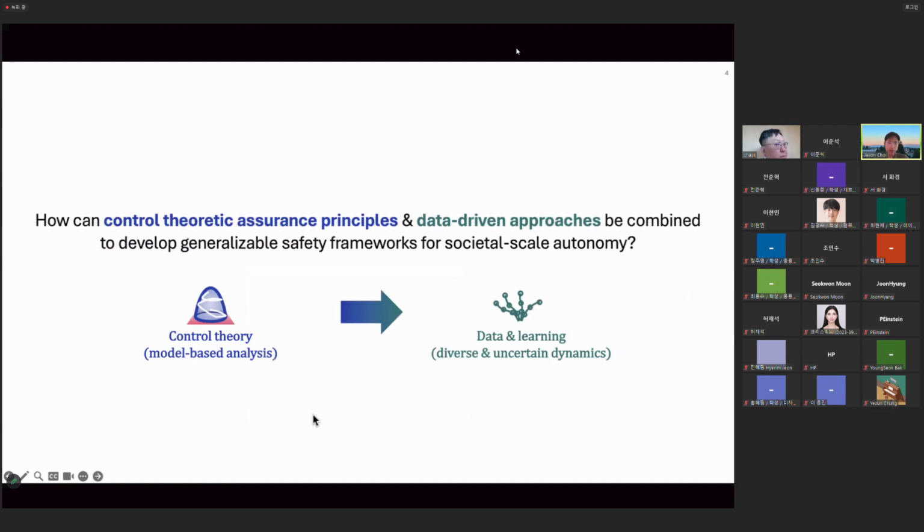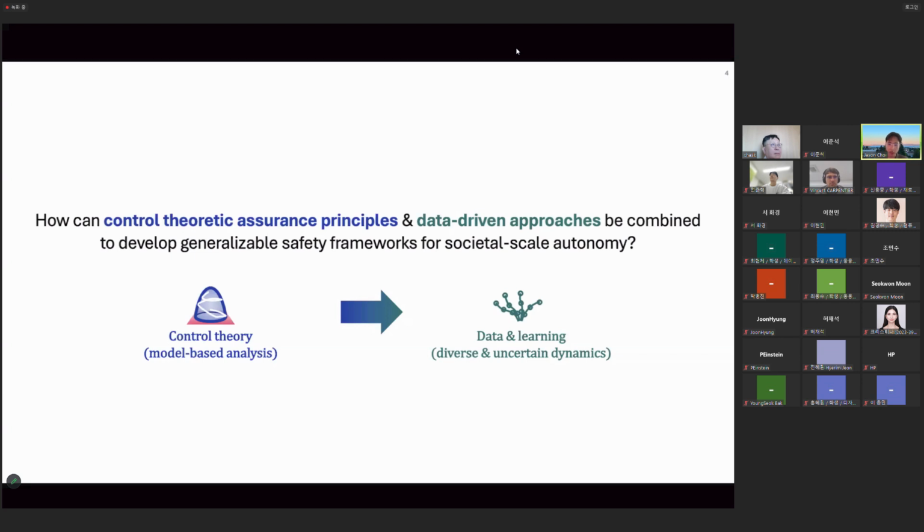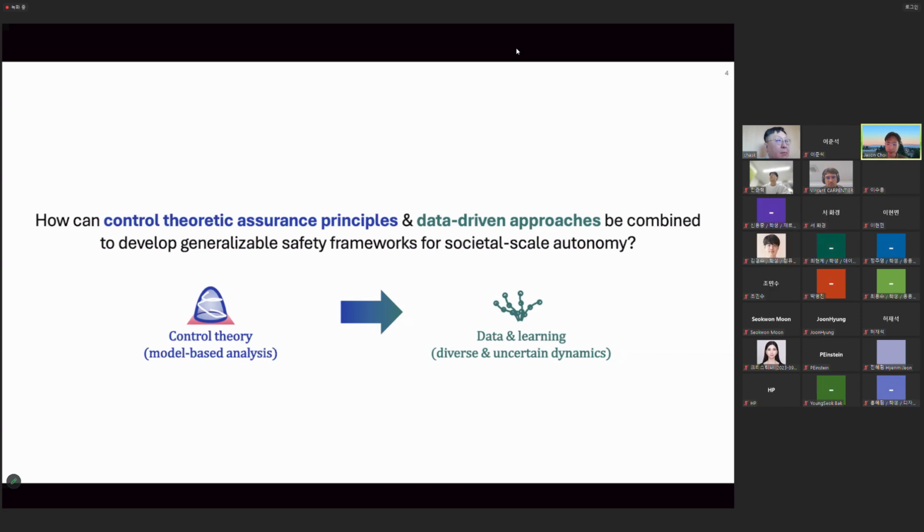Now let's jump into what I want to do using the frameworks of control theory and data and learning. Control theory is really nice because it provides assurance principles that can be used to formally guarantee the safety of such systems. However, these guarantees are typically based on an accurate characterization of the system's model. When we lack such a model, as we will see later in the talk, such guarantees can break down. So how can we overcome these limitations of model-based analysis in control theory, which has been established over the past decades, by bringing in machine learning or data-driven approaches to deal with diverse and uncertain situations and system dynamics? This is the main paradigm I'm trying to push forward to provide a generalizable safety framework for societal-scale autonomy.